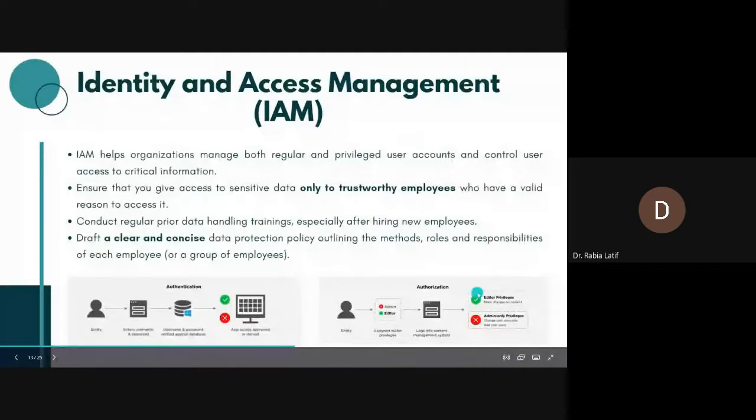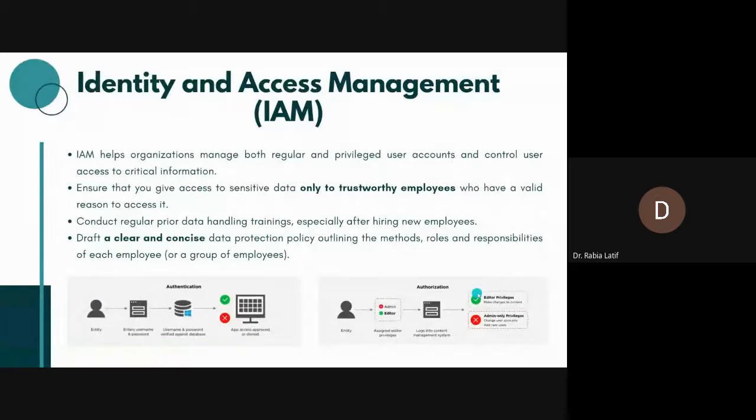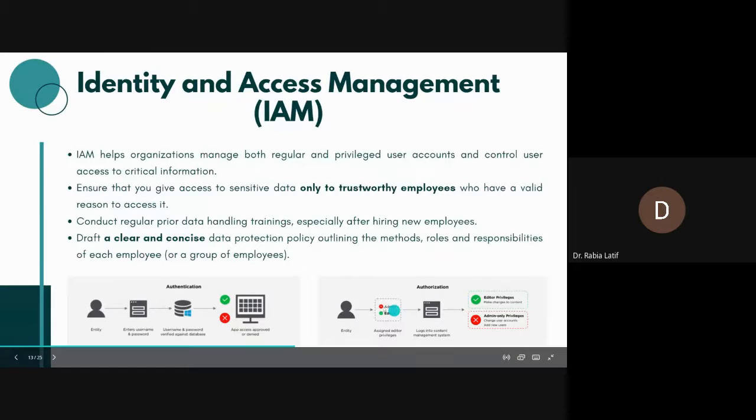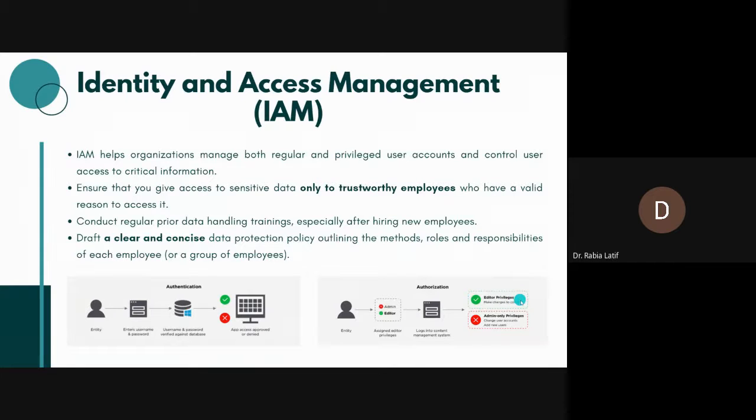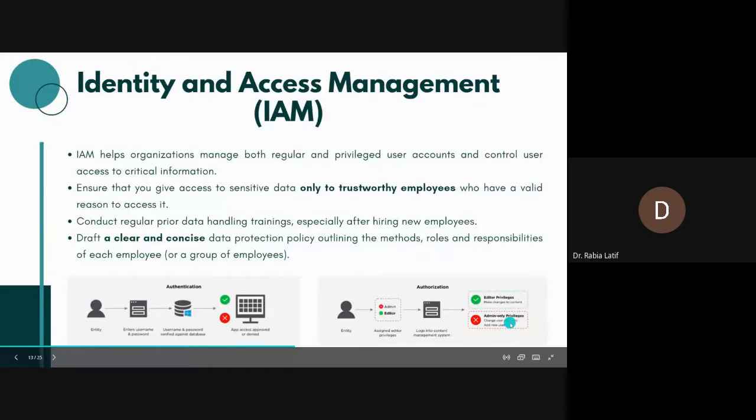Then what is authorization? Authorization means once the user is allowed to access a particular resource, what actions the user can perform on that resource. Either the user is allowed to edit that resource or not. Only the admin has all the privileges. A user can be an editor, but definitely a user can't be admin.